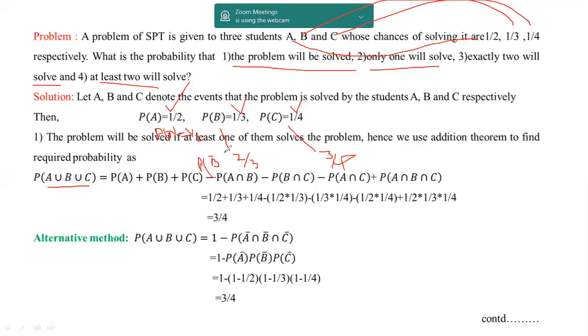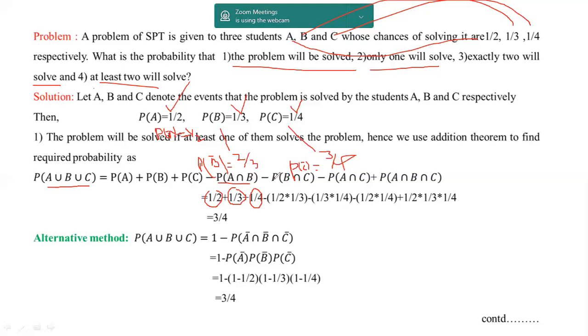And here, these three persons are mutually exclusive, so there is nothing common. So the probability of C complement is 3 by 4. Using the addition theorem for three events, probability of A is 1 by 2, probability of B is 1 by 3, plus probability of C is 1 by 4, minus probability of A and B, both A and B solving. So here A, B, C are three independent events.